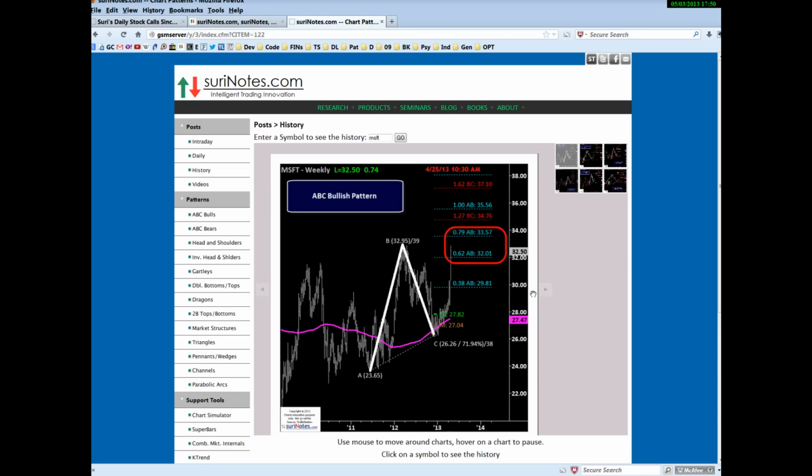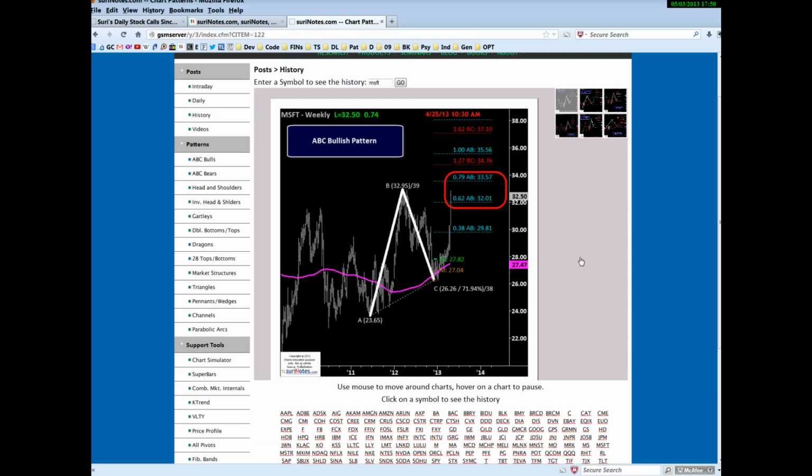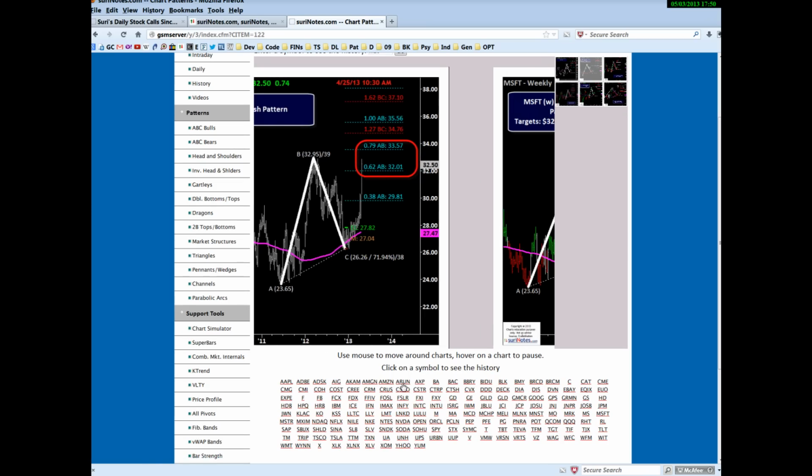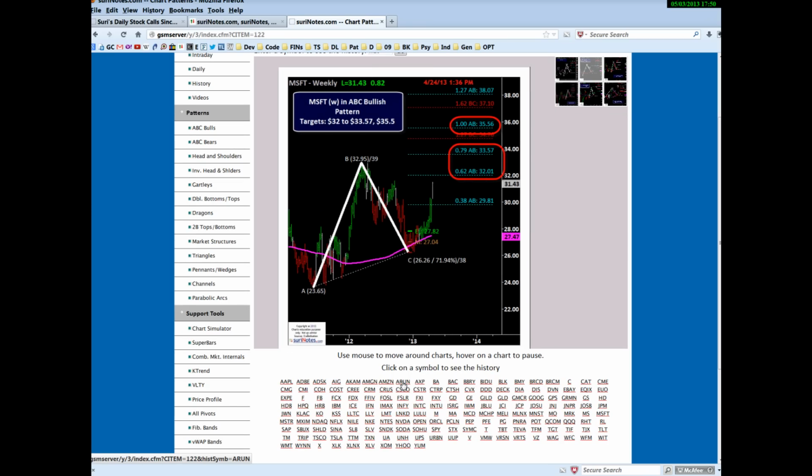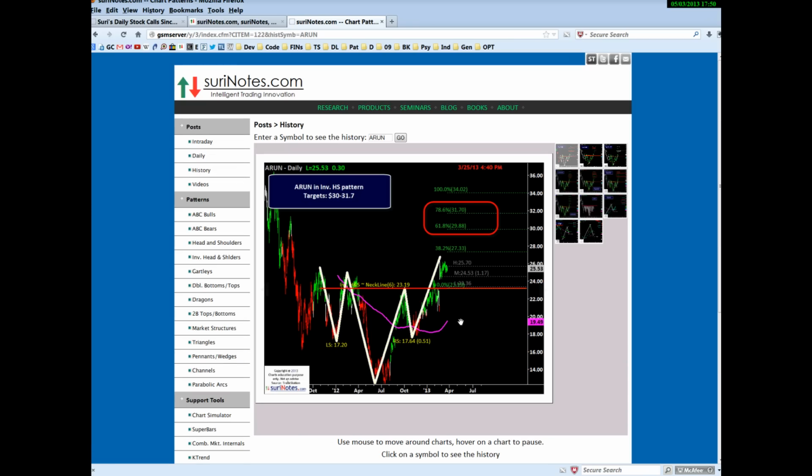So you will be able to see that, and you can do this with any symbols which I track. For example, let's go and see one of the other stocks. You could just click on one of the charts here called Arun, which is Aruba Networks, which I've been posting. I'm sure some of you know. So that is one of the post type sections.